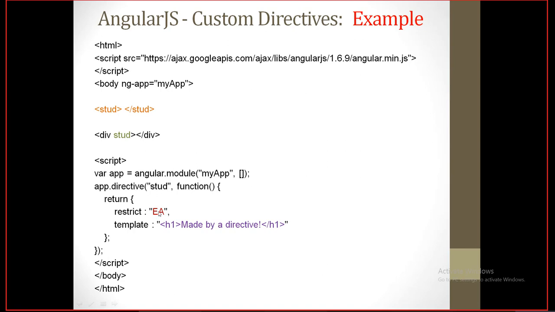E stands for element. So if there is a stud element, then that will get replaced with this template. If I say A over here, then only if stud is being used as an attribute, only those tags will be replaced by this template. Understood? Now here I have defined both E and A. That means all the elements and also wherever stud is used as an attribute, all those tags will be replaced by the template HTML code. Understood? So that is the use of custom tags.